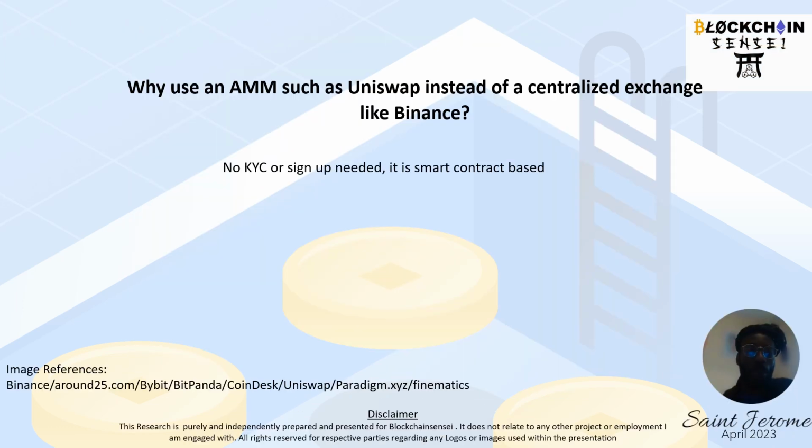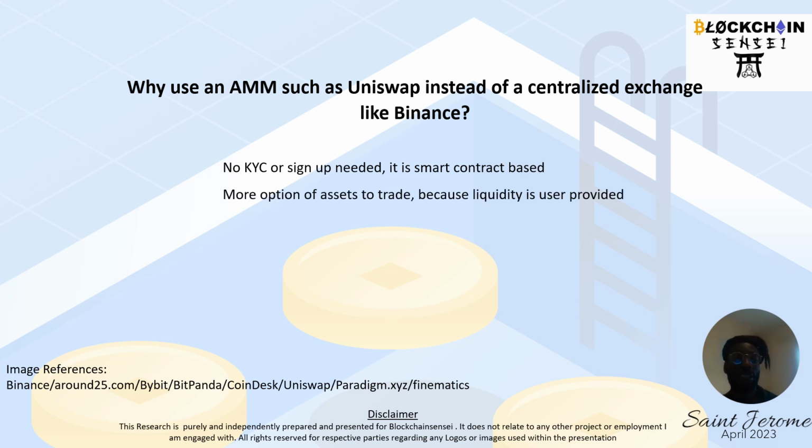Okay, so just to finish off, why use an automatic market maker such as Uniswap instead of a centralized exchange like Binance? Well, no KYC or sign up needed because it's smart contract based. If you look at Uniswap, for example, there are more options of assets to trade because liquidity is user provided. Okay, so as I've been mentioning, if you are using an automatic market maker such as Uniswap, it's completely user provided liquidity. Users provide both of the tokens and they earn fees from these swaps happening.